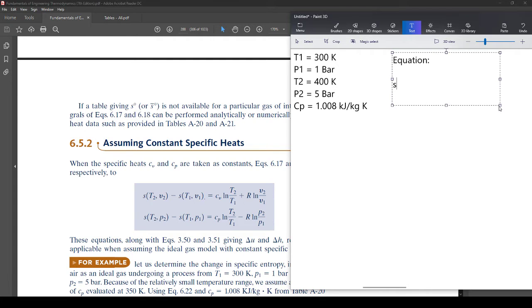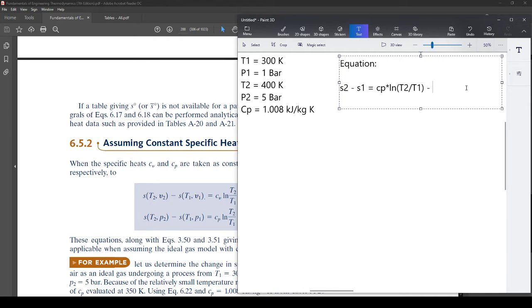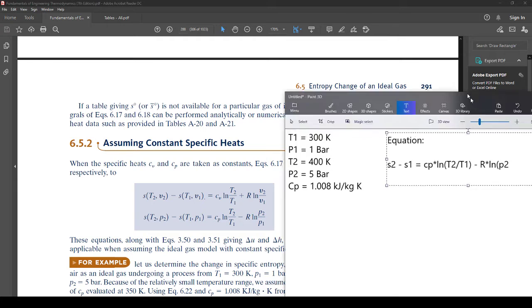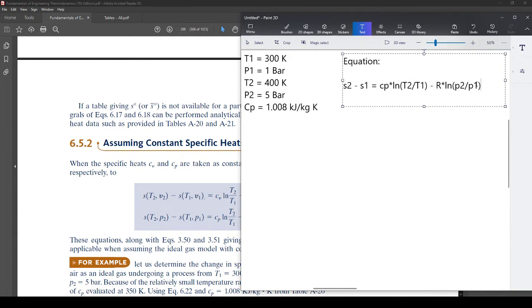So we would have S2 minus S1 is equal to Cp times ln of T2 over T1 minus R. Now, we want this in terms of mass at the end, so this R is going to have to be divided by something. So we're just going to call this one R, not R bar. So R times ln of P2 over P1, although I think it's Cp ln, if I'm right. Oh, no, it's not. That's right, because Cp only goes with the temperature term. Okay, so this is our equation right here.